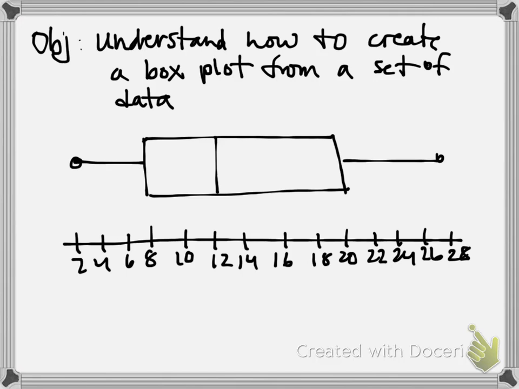Okay. So we have a box, which is obviously the box, okay? And can anyone tell me there's 3 values that make up the box? There's a value here, there's a value here, and there's a value here. What are those? What kind of values are used to create the box?